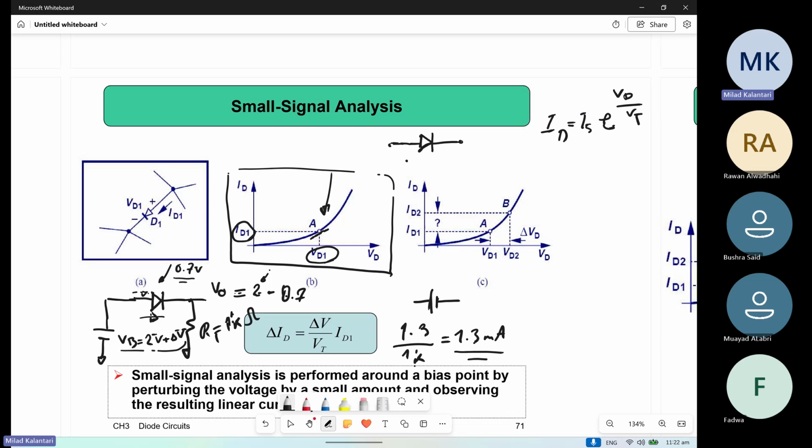So we want to see what is the small variation if the VD changes slightly, how the current is changing. To find that, you need to take a derivation of this curve, right? Because we want to find this slope, basically. So what is the derivative of this ID with respect to VD? It is the exponential thing. It'll be IS over VT times exponential of VD over VT, right?